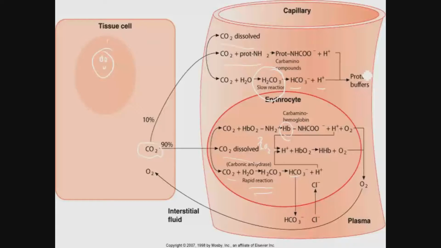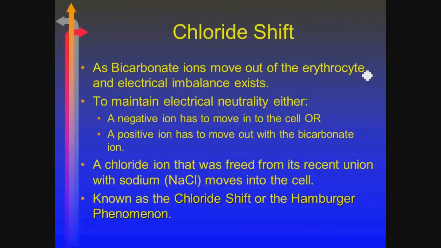Down on the bottom here, bicarb moves out of the erythrocyte back into the plasma. Chloride moves out of the plasma into the erythrocyte. It's called the chloride shift. Where sodium was attached with chloride previously, sodium says, see you, dude, I'm going to hook up with this bicarbonate ion. The chloride says, fine, I'm going into the cell. Call me when you're ready. So it's transported back as bicarbonate. This is called the chloride shift, or yes, the hamburger phenomenon.